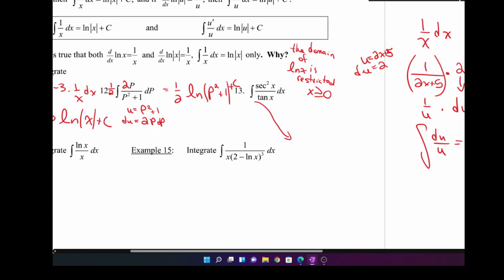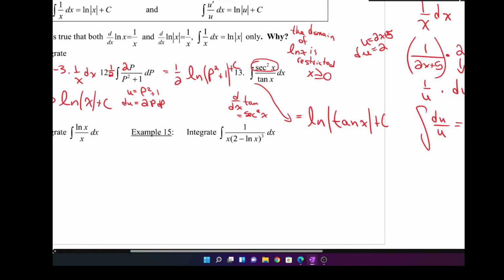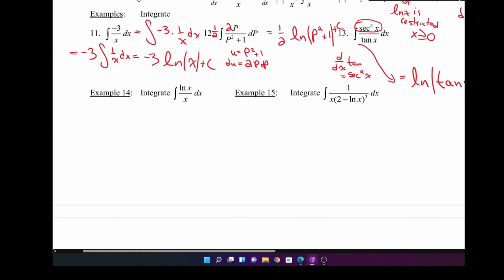Let me put the answer down here. So the derivative, d dx of tangent, is equal to secant squared x. So that's my chain rule hook-on piece. And so the answer should be the natural log of the absolute value of tangent of x plus c. Okay. That was too easy. 14 and 15 must be a little bit more complicated. Let's take a look. Integrate that.